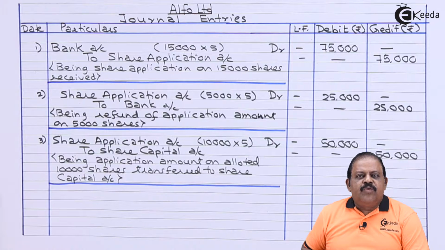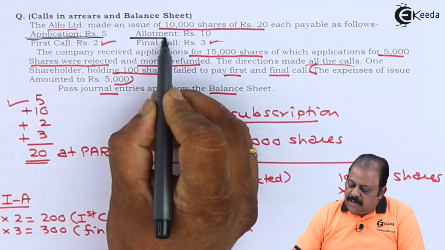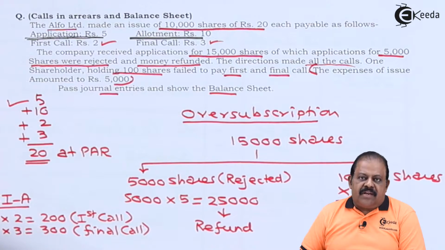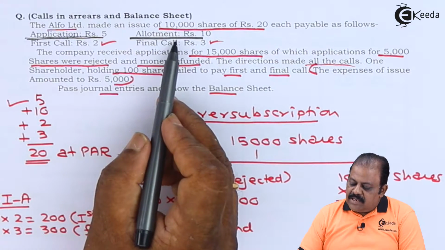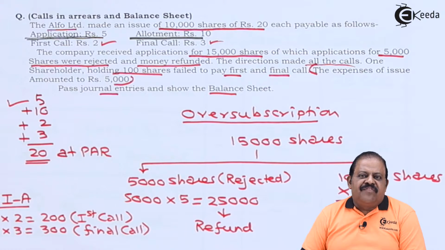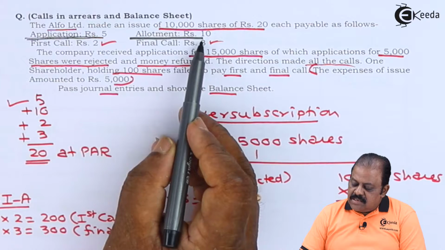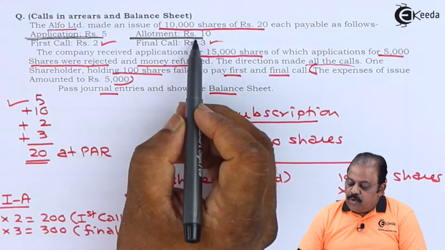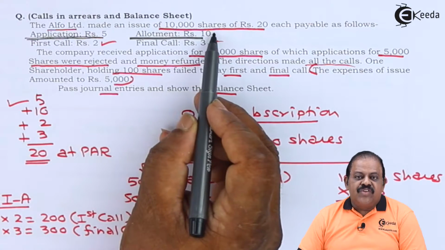Let us proceed to the next stage, that is stage of allotment of shares, where company demands allotment amount from the shareholders and shareholder makes payment of allotment amount. Allotment amount is rupees 10 per share. This amount has been paid by all the shareholders. We are required to record first entry for demanding this allotment amount of rupees 10 on 10,000 shares.